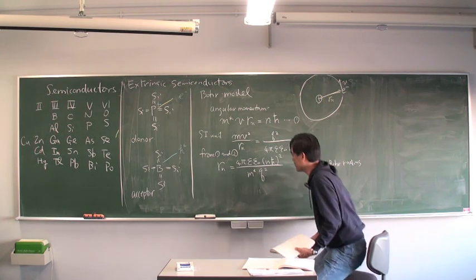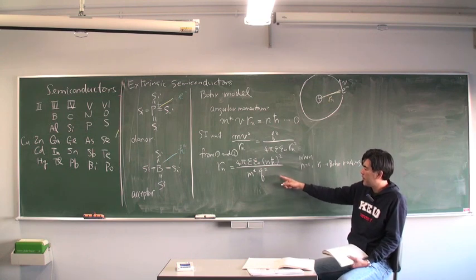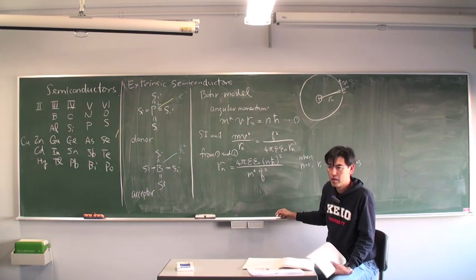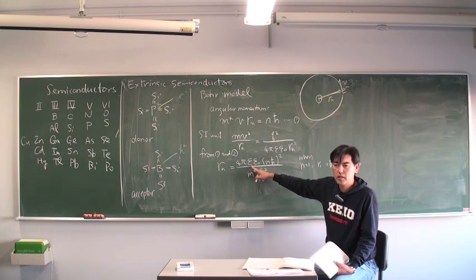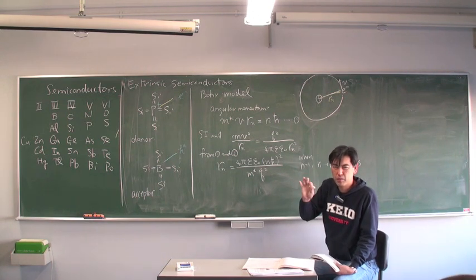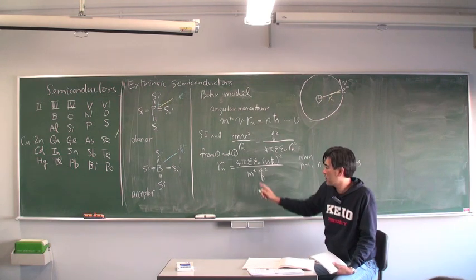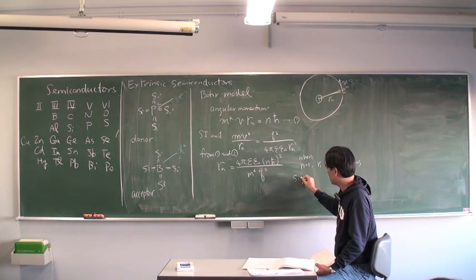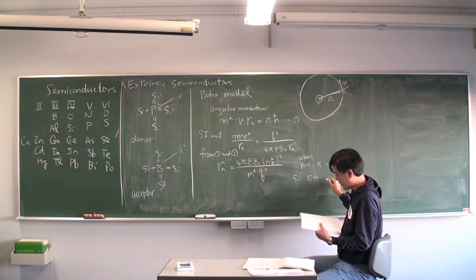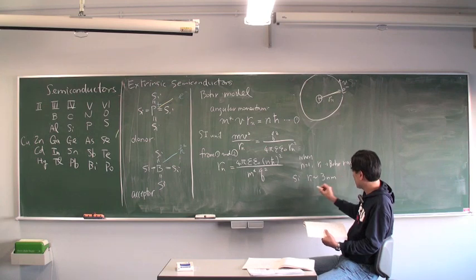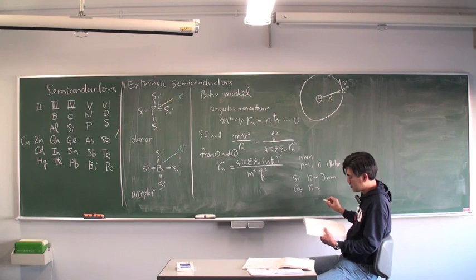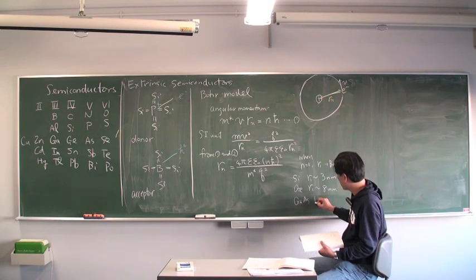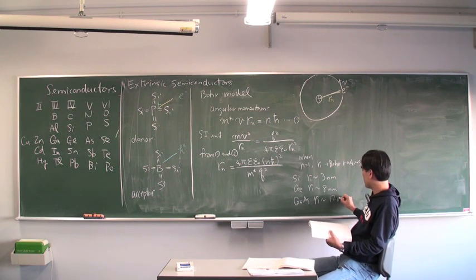And you'll find that the radius depends on the mass of the electron. And epsilon is just the dielectric constant, but the dielectric constant between germanium and other different semiconductors isn't so different. By the way, this is the permittivity of free space. For silicon, the Bohr radius R1 is around 3 nanometer. Germanium, R1, Bohr radius is about 8 nanometer. For gallium arsenide, R1 is equal to 12 nanometer.